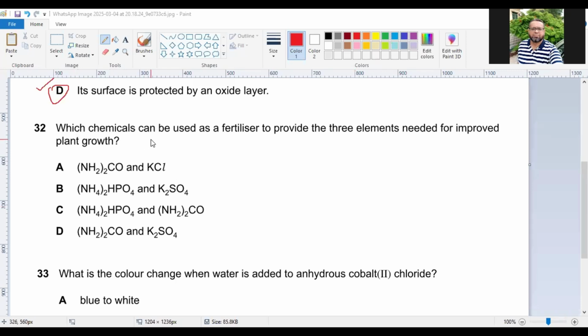Question 32 says which chemical can be used as fertilizer to provide the three elements needed for improved plant growth. The three elements are nitrogen, phosphorus, and potassium. So actually these three elements should be there according to the statement. So if you see this, this is urea and this is potassium chloride. So nitrogen is there, potassium is there, but no phosphorus. So it cannot be the answer.